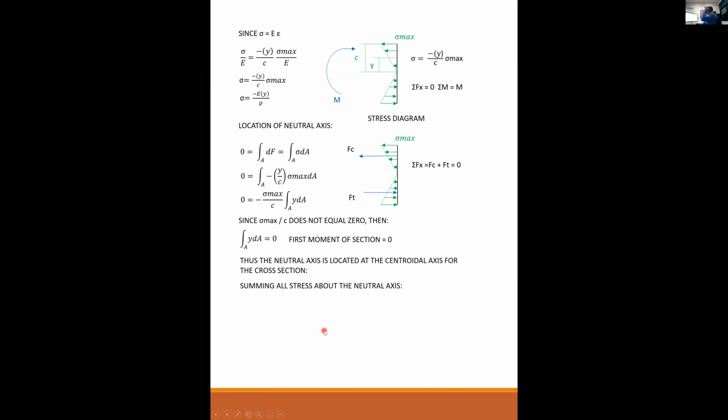Summing all the stresses about the neutral axis, you have the moment is equal to the integral over A of y dF, which is the integral of y sigma dA. Substituting in for sigma again, y over c sigma max dA, sigma max over c goes out front, and you have the integral over A of y squared dA, which is the moment of inertia. So we can substitute in the moment of inertia. So the moment is equal to the maximum stress over c times I. Therefore, your maximum stress is equal to Mc over I. Stress is equal to minus My over I.